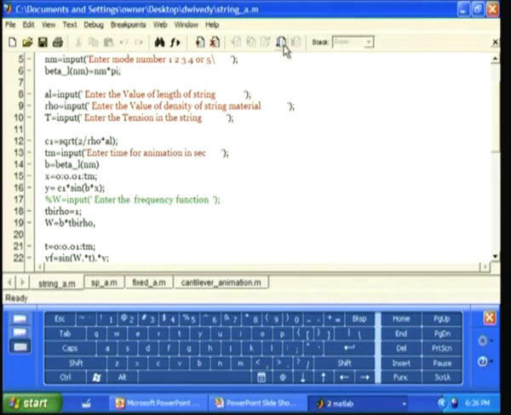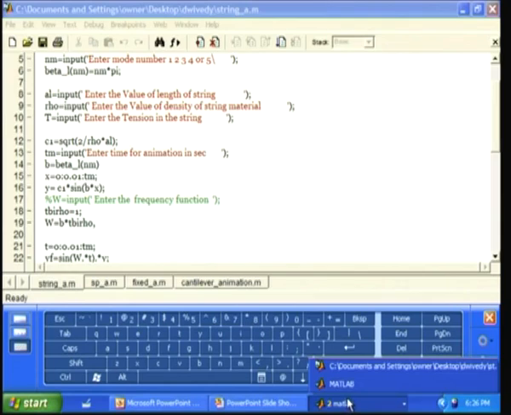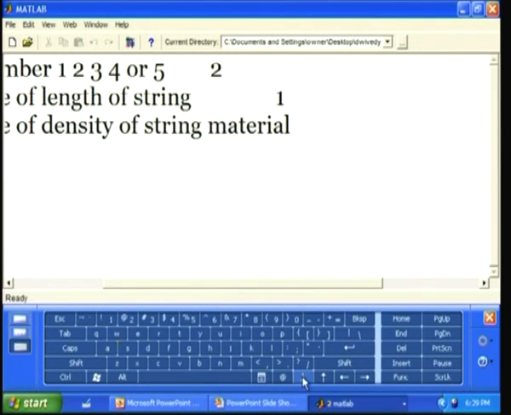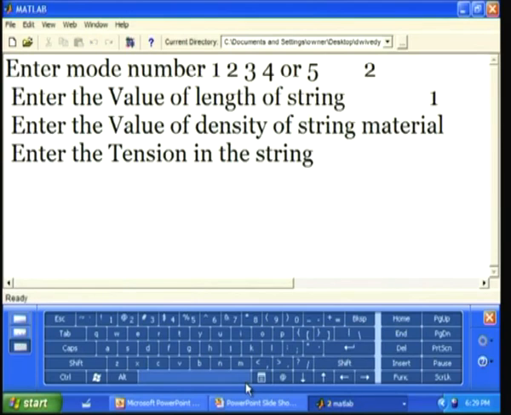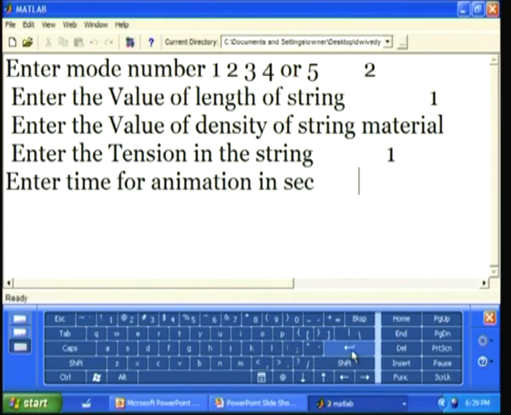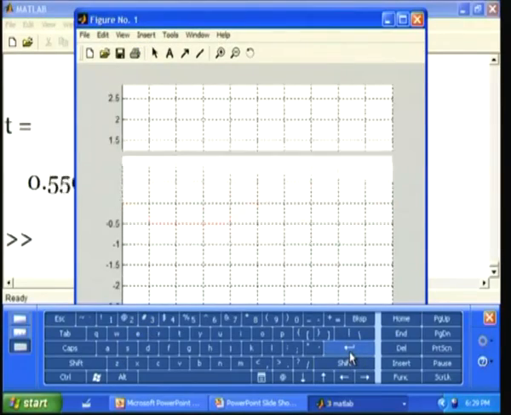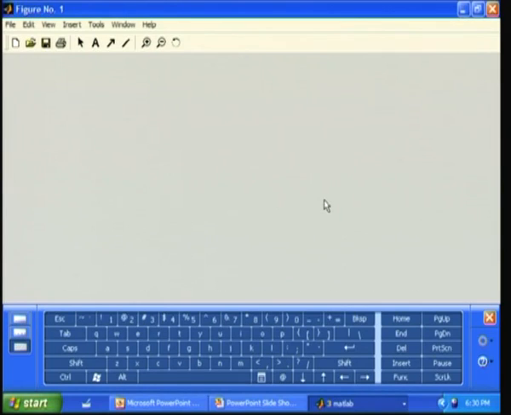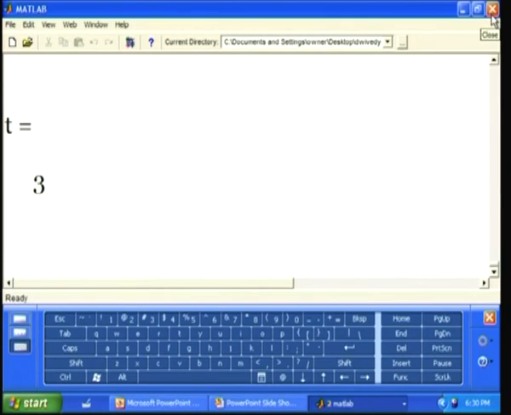So, I can find the response for the second mode. Let us enter number of mode equal to 2. We can take unit length and tension also unit, and let us find the animation for 3 seconds. You can see clearly, you can visualize the node point at the middle.